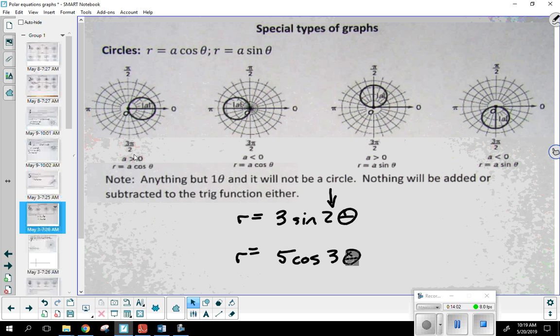There is a problem on there where you have to get the correct graph. Okay. So hopefully that will help you out. But let's go ahead and graph one of these. Let's see what you think.